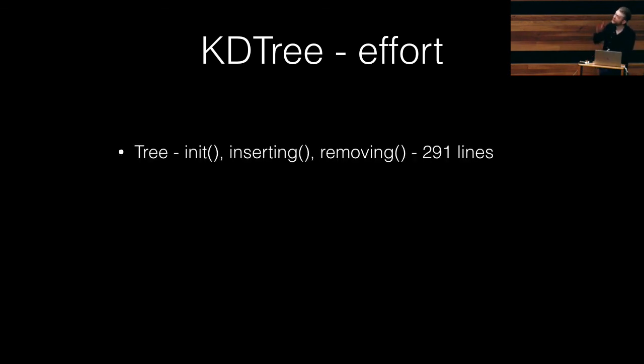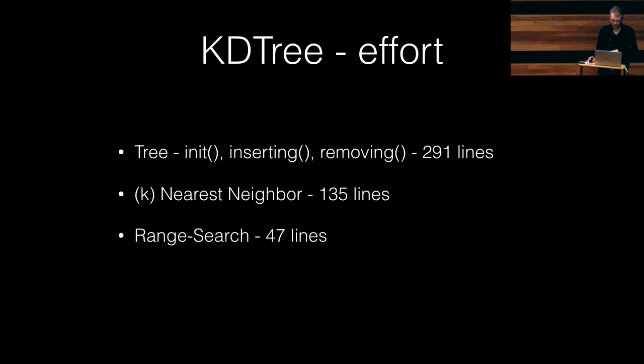Well, I can tell you it was not a lot of effort. The whole tree, including all the documentation of the method highlighting, is 291 lines. This is for creating the tree. The k-nearest neighbor algorithm is 135 lines of code, the range search 47 lines, and conforming to sequence 51 lines. This is less than the typical model view model that you would implement in your app just to get this whole algorithm going.